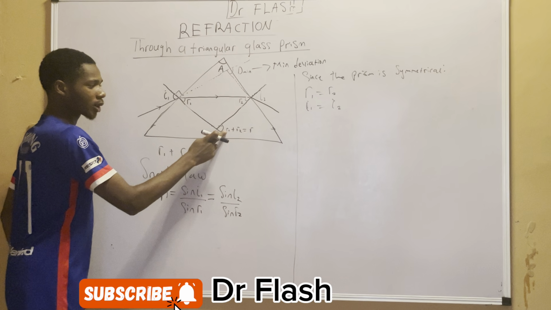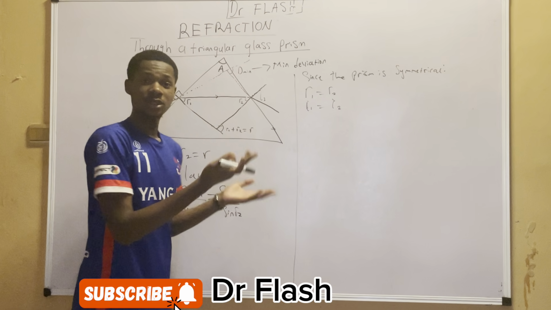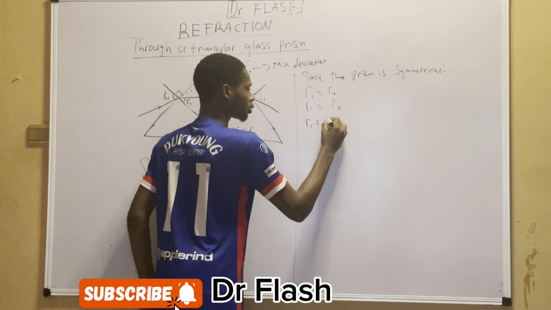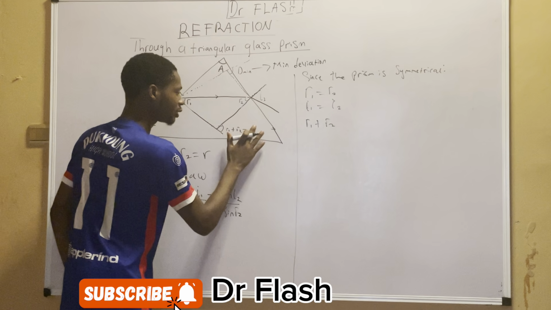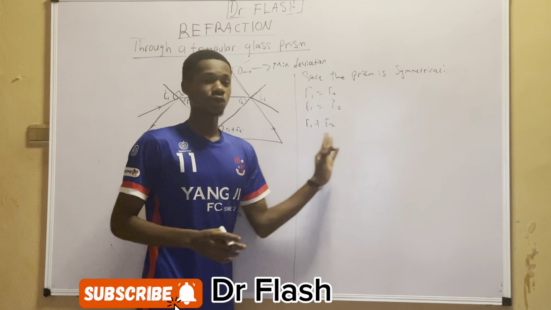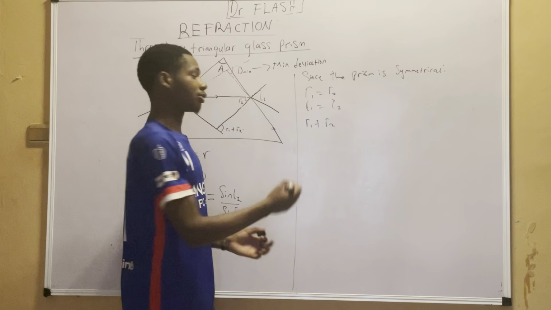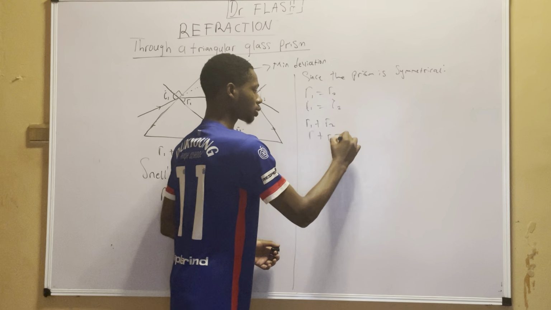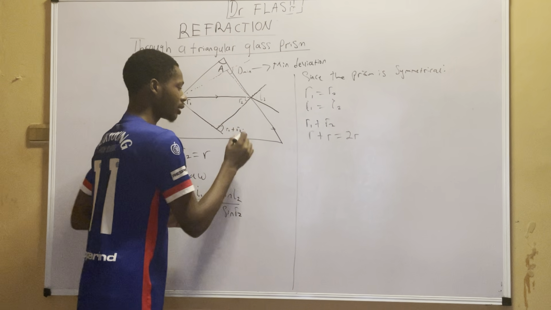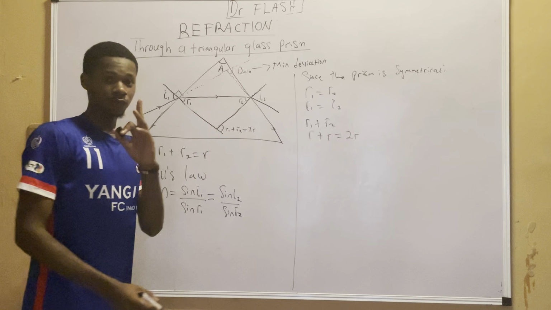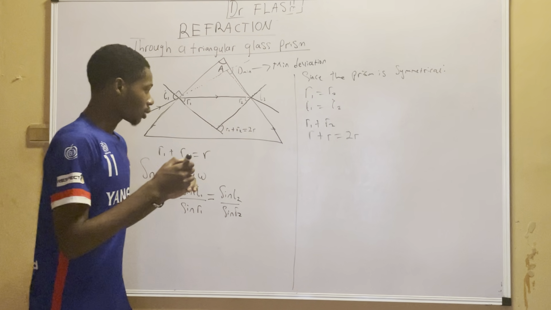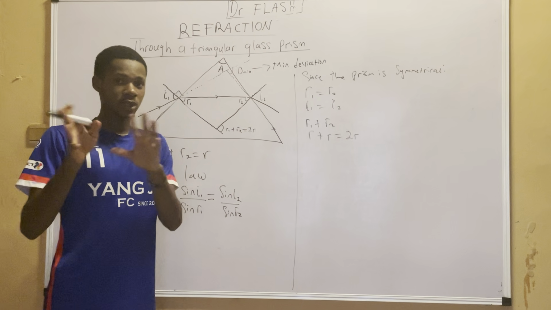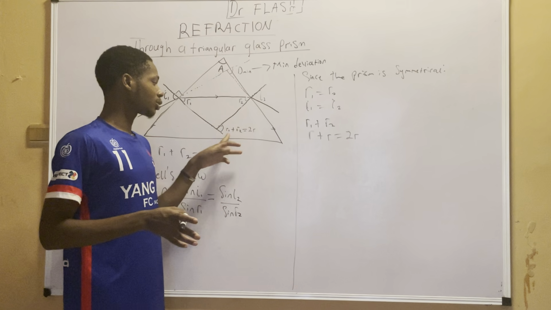So if I say R1 equals R2, I can represent them as just R. If I sum R1 and R2, and say both of them equal R, I'm going to have R plus R, which gives us 2R. So instead of having R here, I'm going to write this as 2R. What I'm trying to say is that this angle has been proven to be R1 plus R2 from the geometry illustration I gave at the beginning.